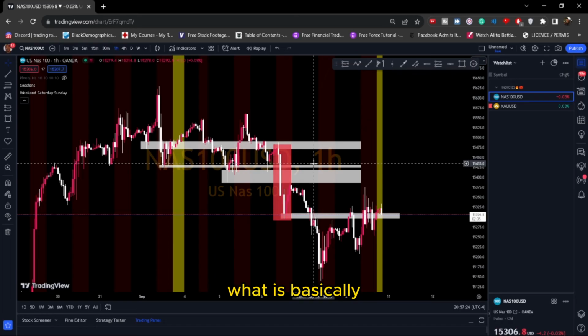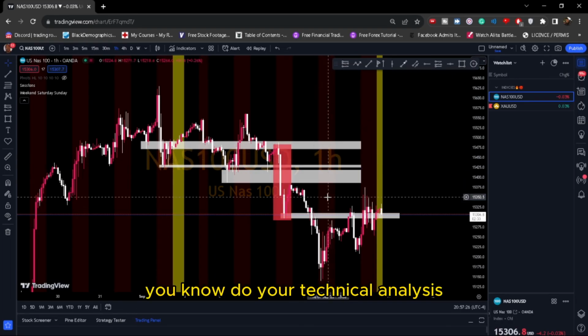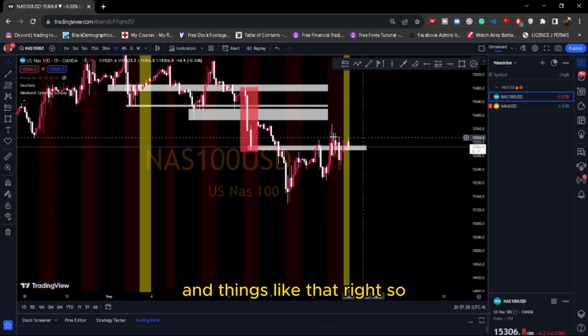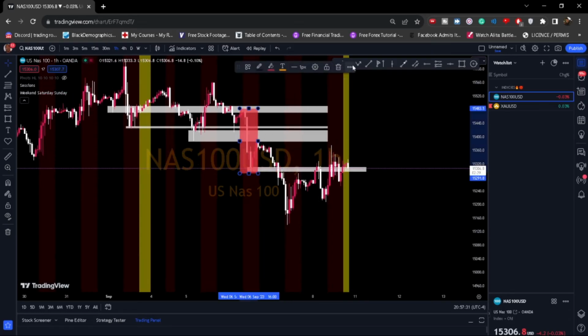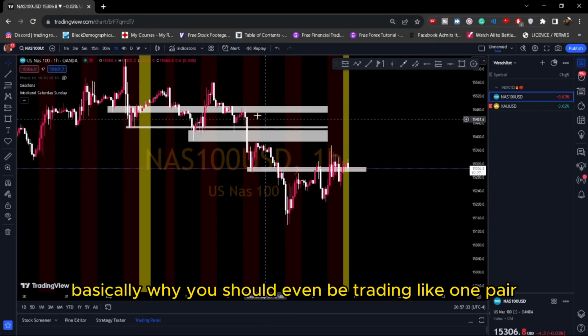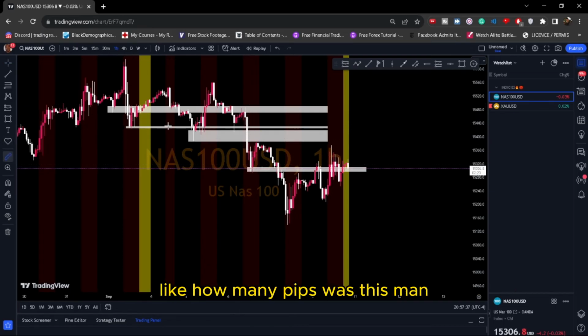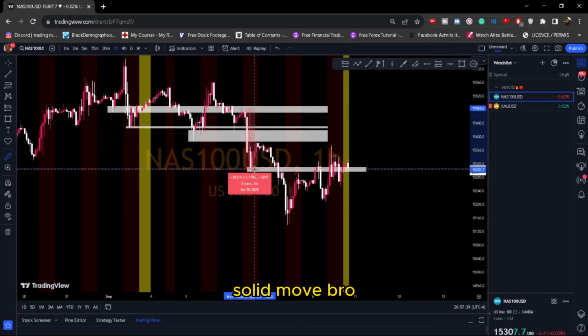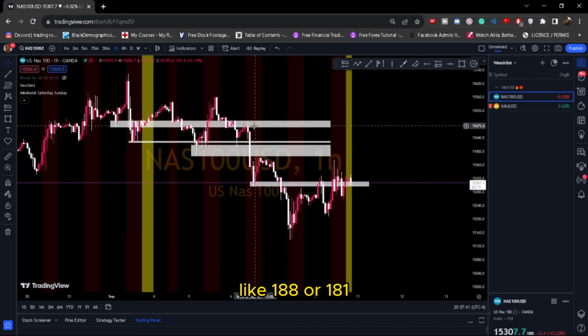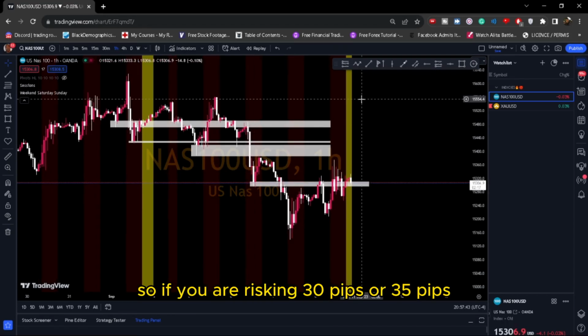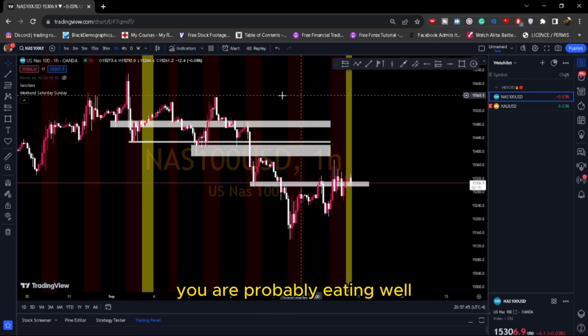But this is basically how you do your technical analysis. So again, guys, this is basically why you should even be trading one pair, because even this pair gave you a really good move. How many pips was this? Solid move, bro. Like 188, right? 181. So if you are risking 30 or 35 pips, you are probably eating well.